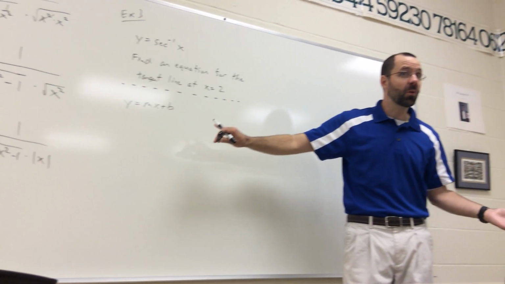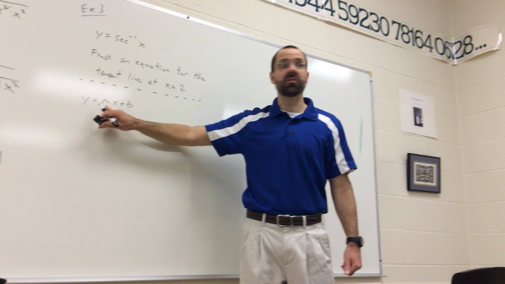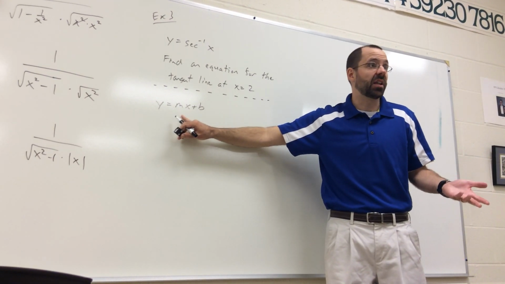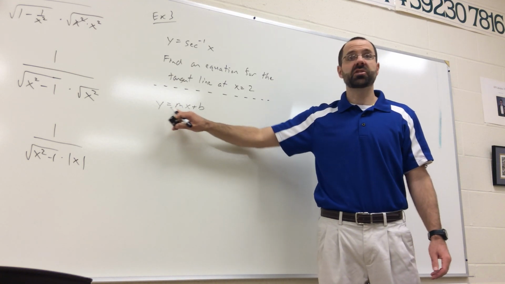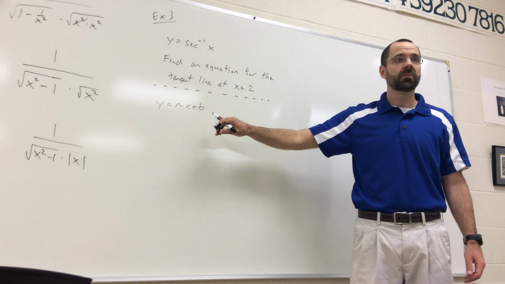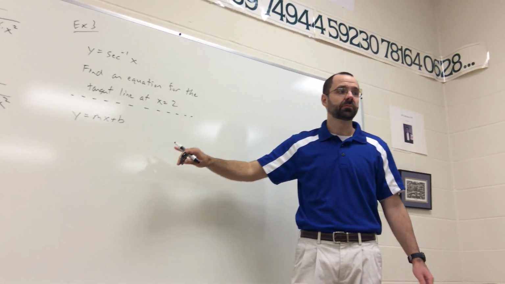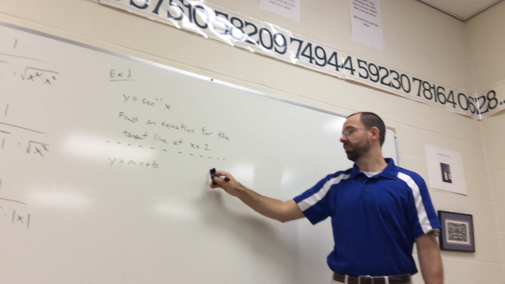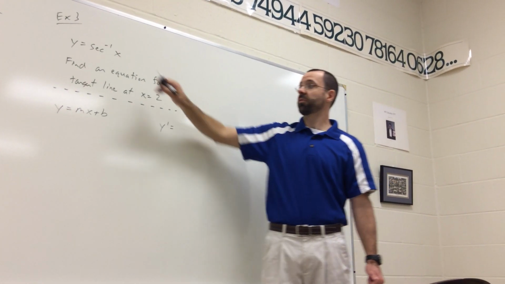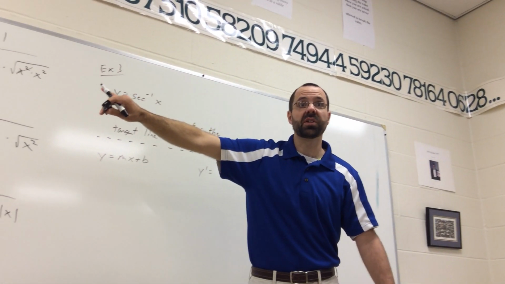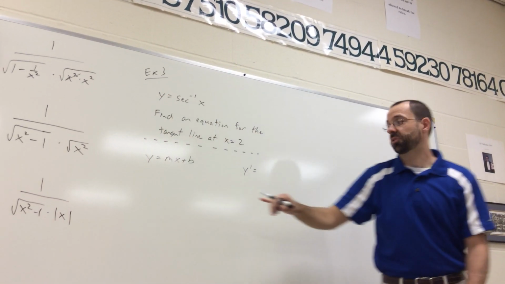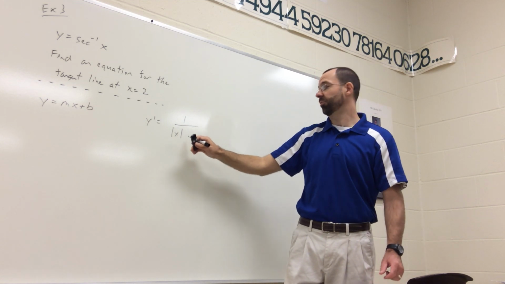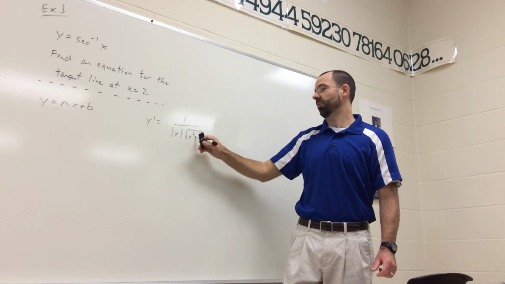If we are going to write the equation of the line, we need the slope of the line. And this line happens to be the tangent line. So how are we going to find the slope of the tangent line? Take the derivative, right? So first thing we need to do is take the derivative of this. So the derivative of this is, oh, we just wrote it down, it's sitting over there. So it's 1 over absolute value of x times the square root of x squared minus 1.